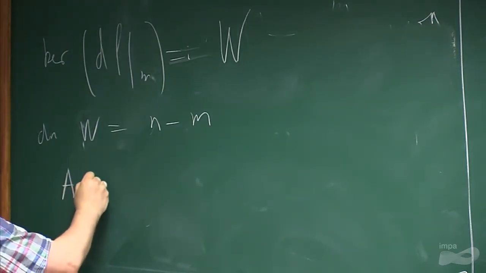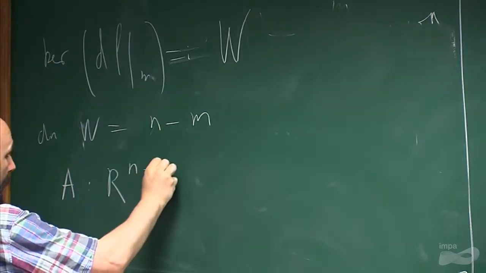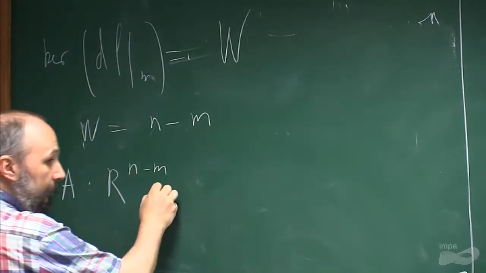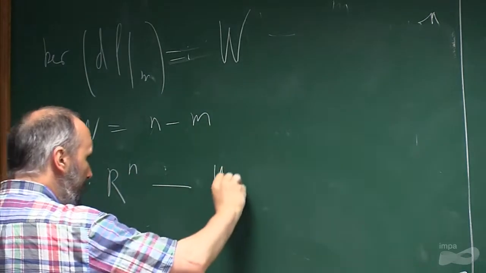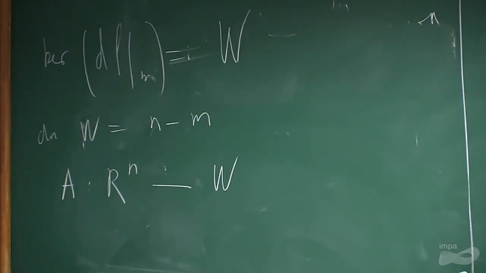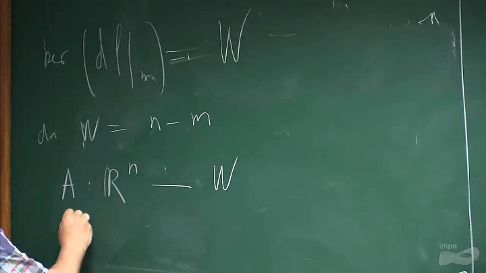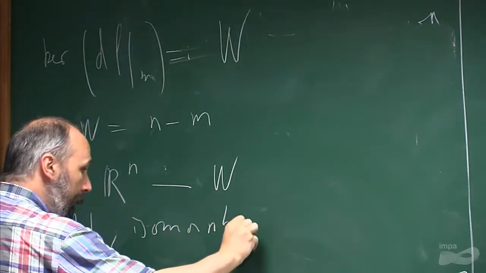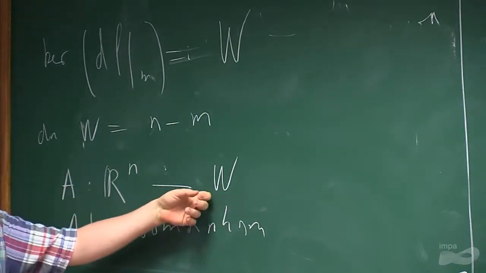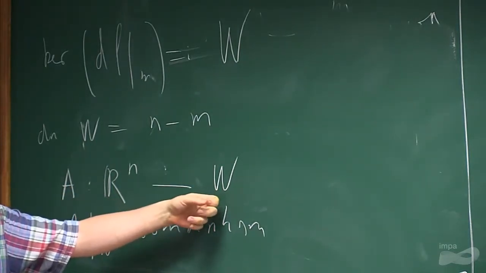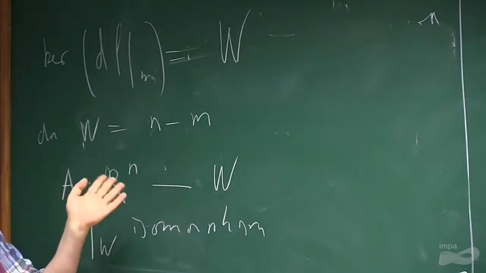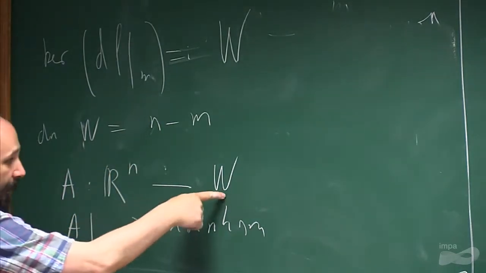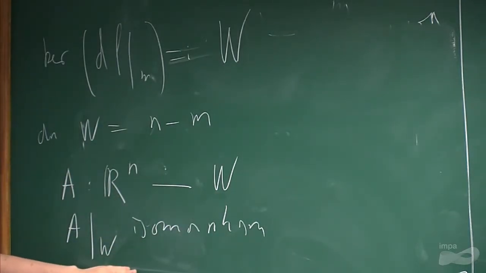And I write a map A from Rⁿ to W, and any linear map will work as long as A restricted to W is an isomorphism. So you would take a basis such that the first vectors are in W, and the rest of the vectors go anywhere, we don't care. The important thing is that it should be an isomorphism on W. Such a map exists.